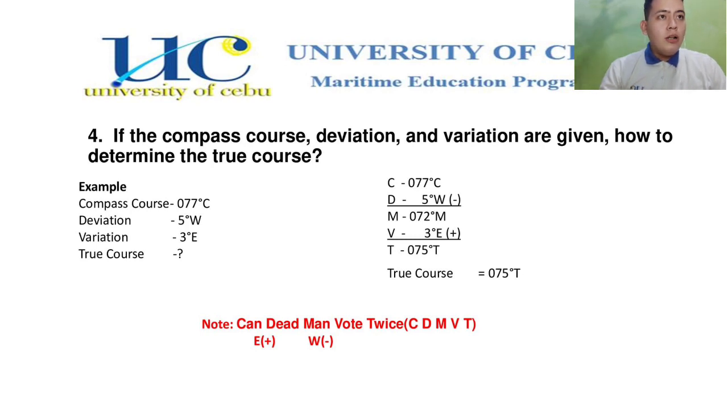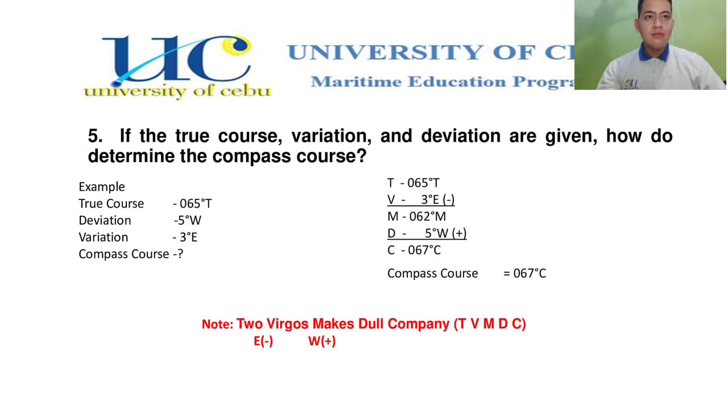We're going to subtract our 5 degrees deviation from the compass since it's west. That's why we have the magnetic course of 072 degrees. Since we also have the variation as east, we should add this value to our magnetic course. That's why we have the final answer: true course is equal to 075 degrees true.